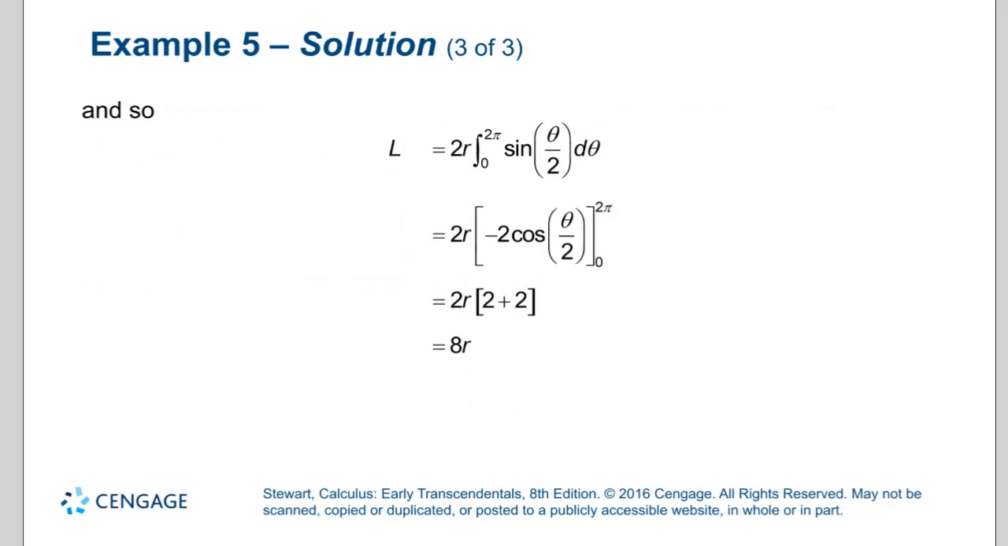Now we do the integral of that, which is quite simple, and we get negative 2 cosine theta over 2. We plug in 0 and 2 pi, and we get 2r times (2 plus 2), which is 8r. That is the arc length of one cycloid.